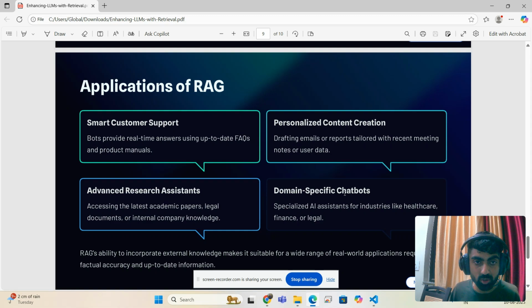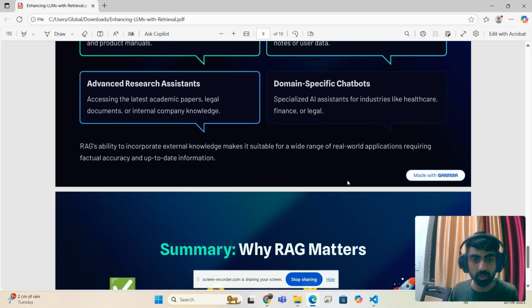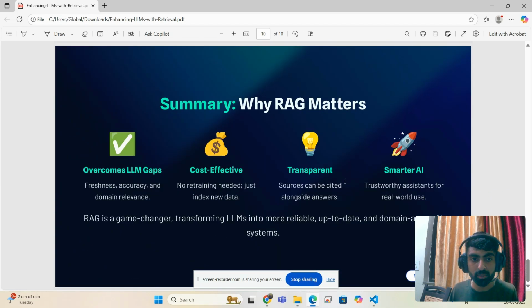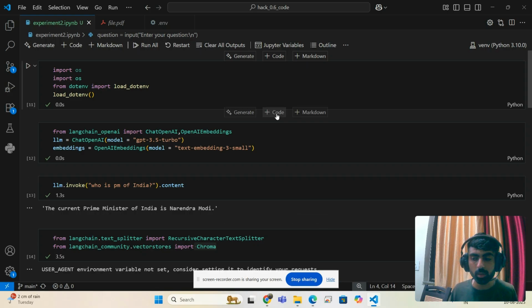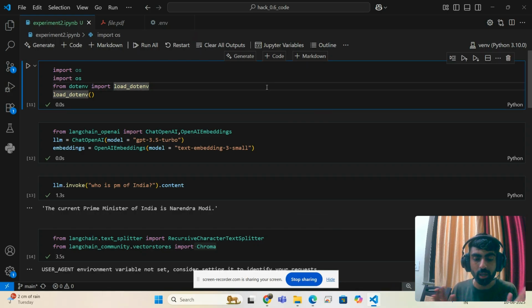These are the applications of RAG: smart customer support, personalized content creation, advanced research assistant, domain specific chatbots. Now, this is the summary of why RAG matters. It overcomes LLM gaps, it is cost effective, it is transparent, it is smarter AI. So, we have discussed the theory part of RAG. Now, we will discuss the practical part of RAG.